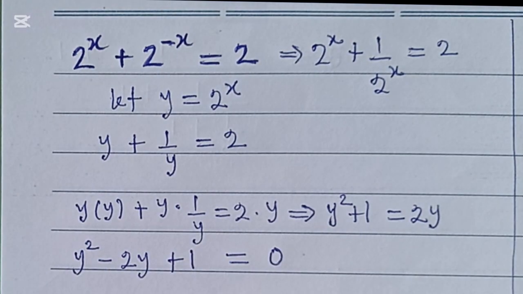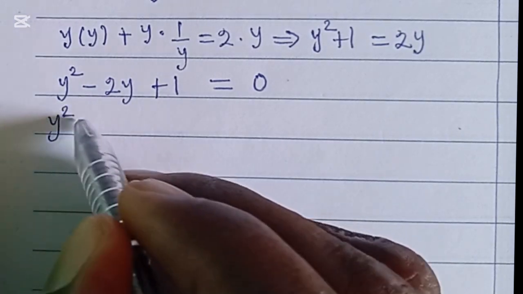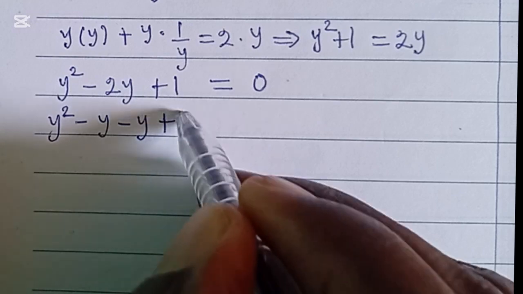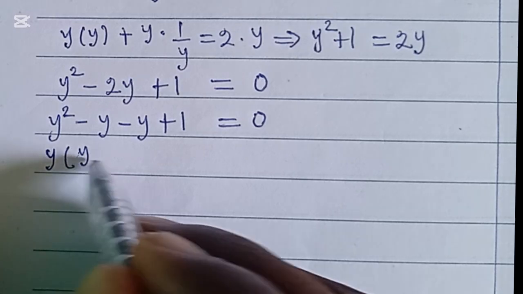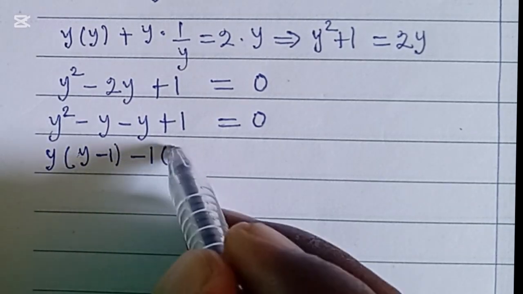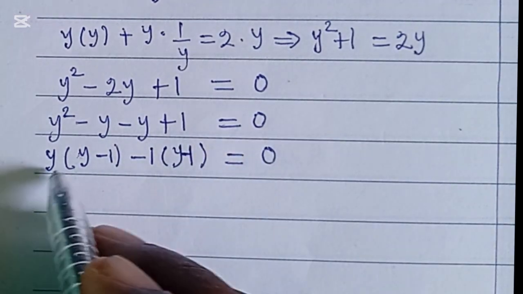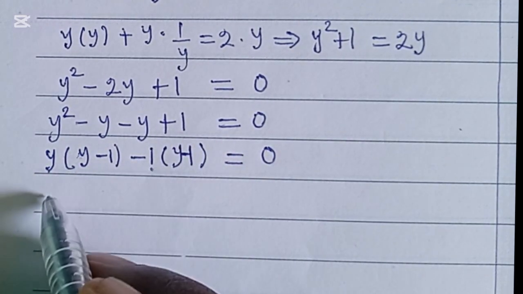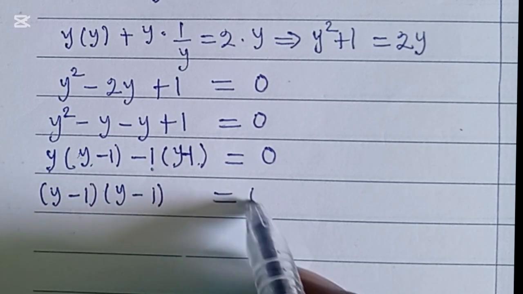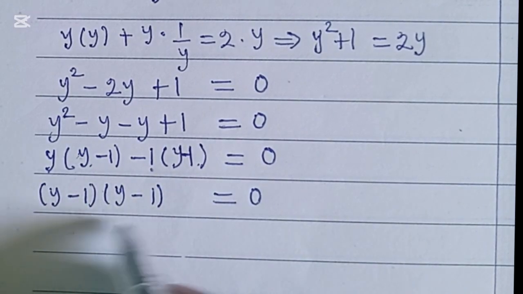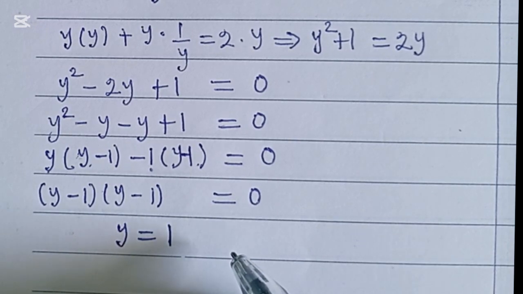Now, to solve this particular equation, we can factorize by saying that this becomes y squared minus y minus y plus 1. When we factorize this equation, from the first two terms we get y minus 1, then from the last two terms minus 1 times y minus 1, is equal to 0. So we get y minus 1 times y minus 1 is equal to 0. So in reality, we can see that both values of y are going to give us 1. So y is equal to 1 in both cases.